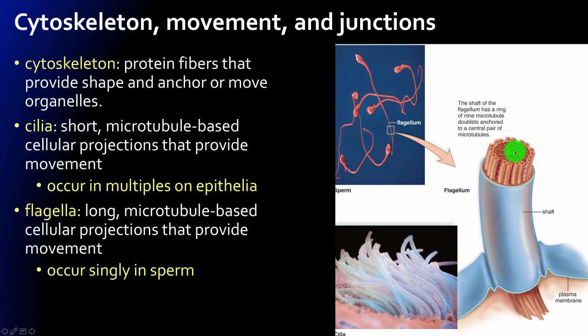And this particular structure here is going to be kind of a motor. It's going to be able to flip back and forth. The cilia can do the same kind of thing, but they are much shorter and again occur in multiples. We're going to find cilia on the outsides of some of our epithelia.